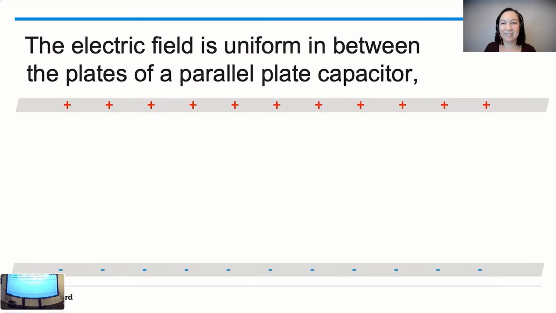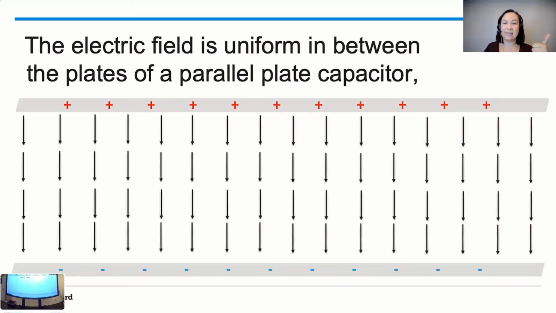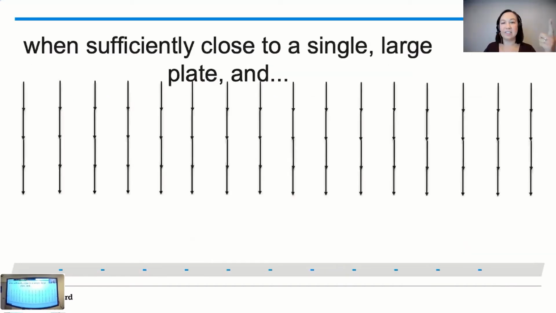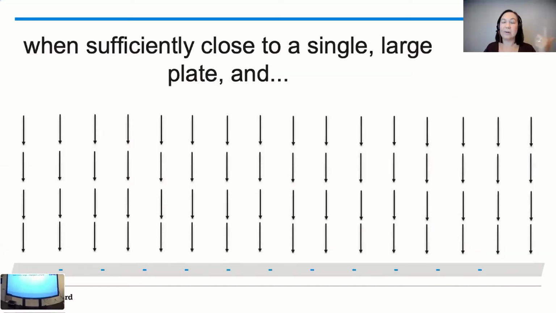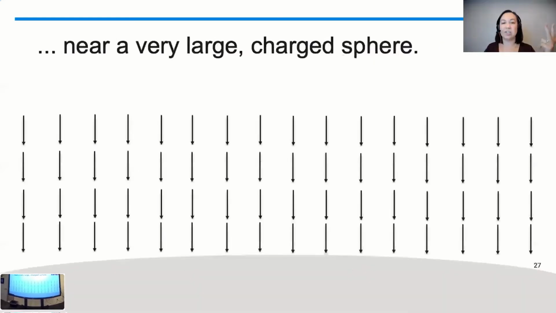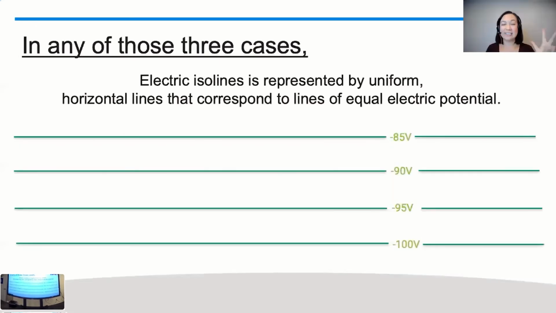The electrical equivalent then is that we can have a uniform field between the plates of a parallel capacitor. That's one. When sufficiently close to a large plate, or sufficiently close to a very large charged sphere, like if you were sufficiently close to a Van de Graaff generator. So in any of those three cases, it's depicted by equal isolines, equally spaced. And in this picture, I see that I have negative isolines, indicating I must be near a negative Van de Graaff generator.